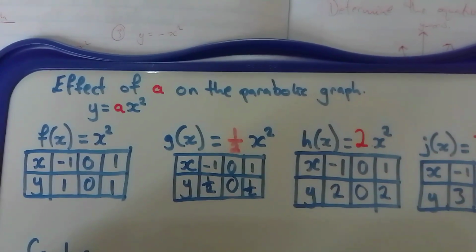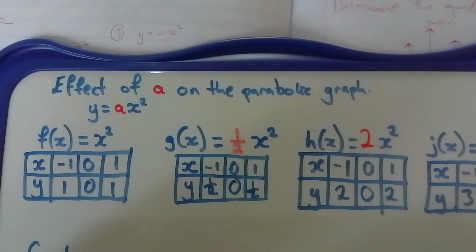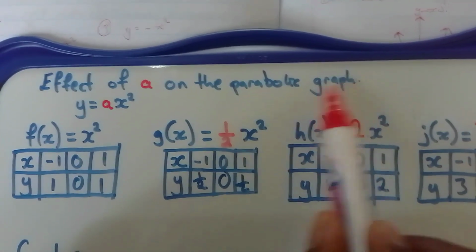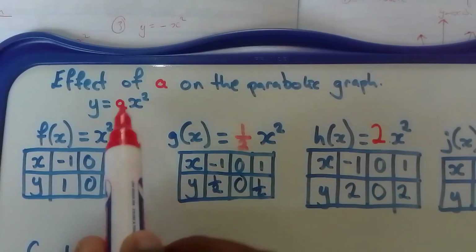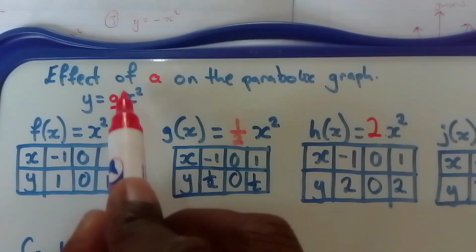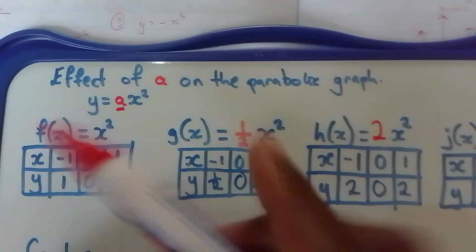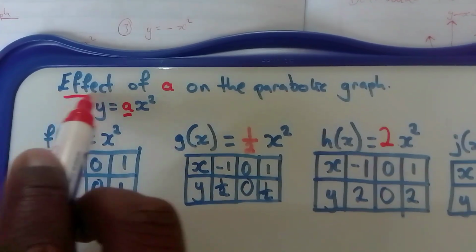All right, this is part 2 of the parabolic graph. So here we're going to be investigating what? The effect of a on the parabolic graph. Now, our new equation says y is equal to ax squared, with the addition of a. So we want to know how this a, which is multiplying with x squared, changes the graph. Hence, the word effect, right?